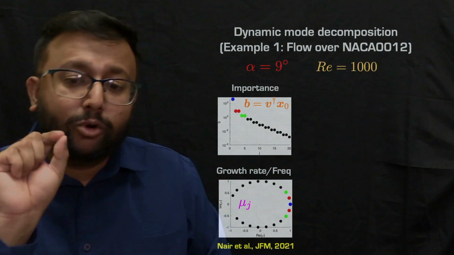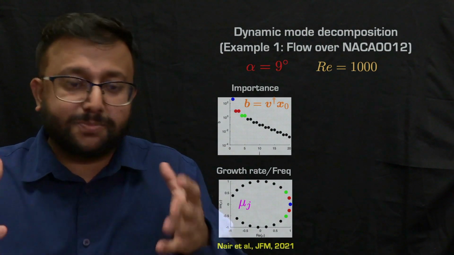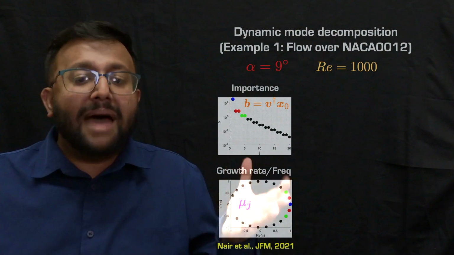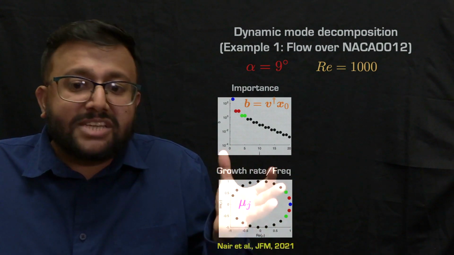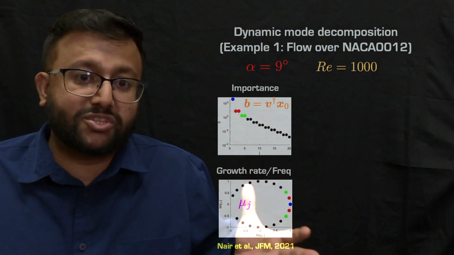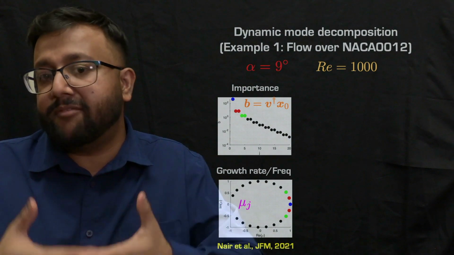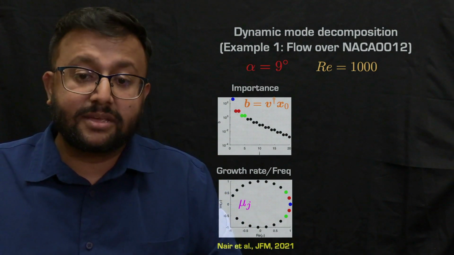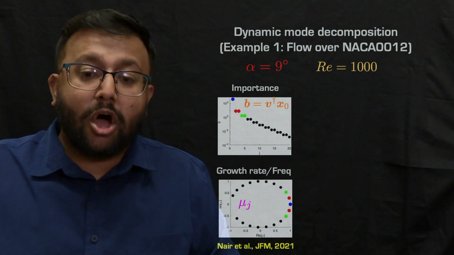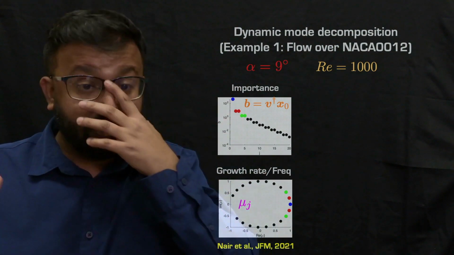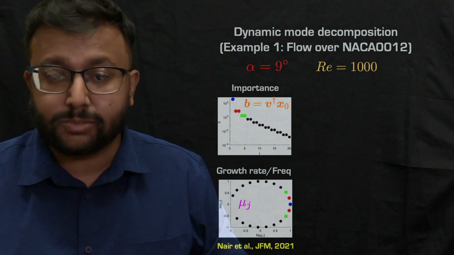We can see that the blue eigenvalue, which corresponds to the time-averaged flow, has a real part of 1 and an imaginary part of 0. And this is because it has no frequency associated with it, because it's a time-averaged mean flow, so it has no oscillations. And we see that the other modes occupy other values on this unit circle. And for 20 modes, this is pretty well spread out.